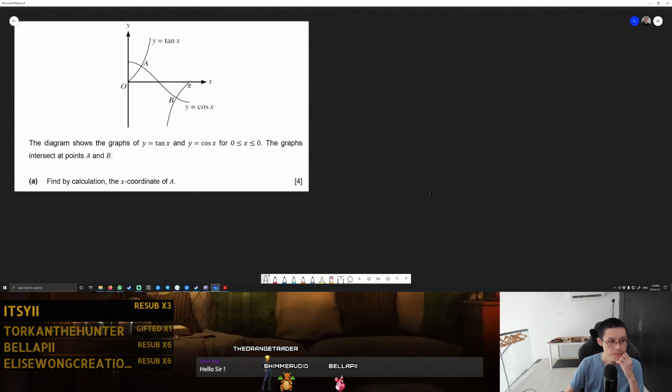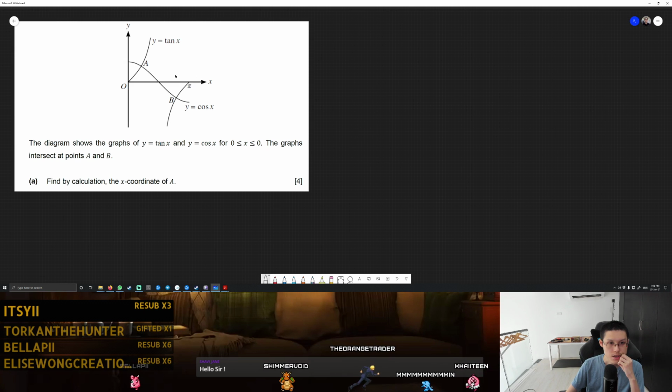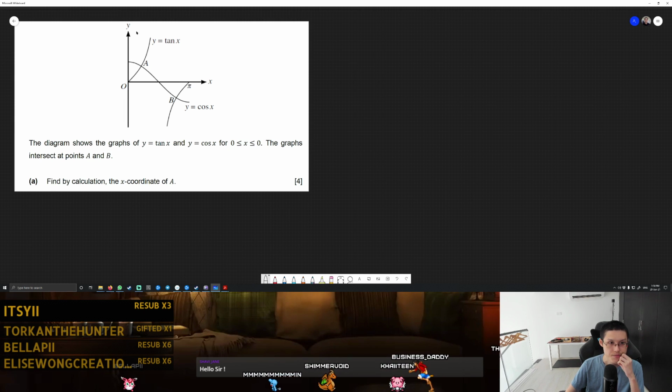Okay, so the graphs intersect at points A and B, and the graphs given are y equals cos x, which is this line here, and then tangent x, which is these two lines. Find by calculation the x coordinate of A. So how do you find the points of interception?